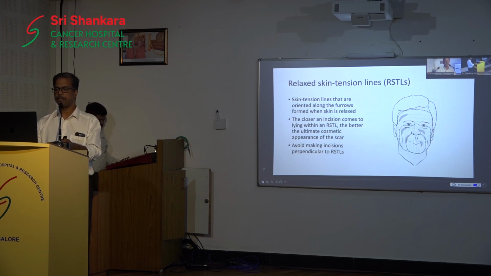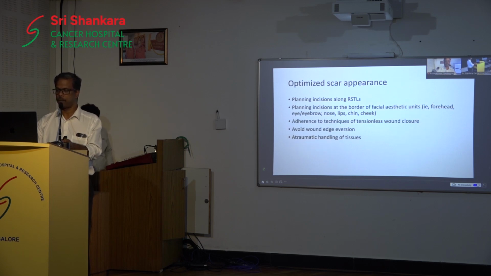Another concept to be considered is relaxed skin tension lines, RSTLs. The skin tension lines are oriented along the furrows formed when the skin is relaxed. The closer an incision comes to lying within an RSTL, the better the ultimate cosmetic appearance of the scar. And avoid making scars perpendicular to the RSTLs. For optimized scar appearance, we have to plan the incisions along these RSTLs.